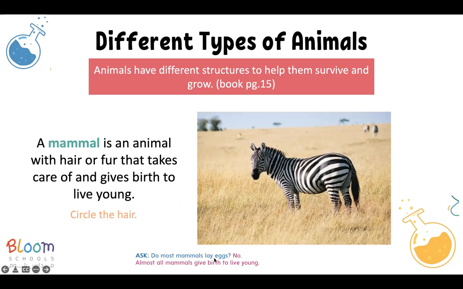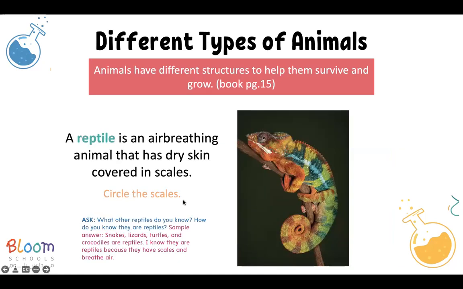Do most mammals lay eggs? No. Almost all mammals give birth to live young, so they don't lay eggs. They all give birth. And they all have hair or fur. They don't have feathers. So circle the hair. This is the hair part on this zebra.